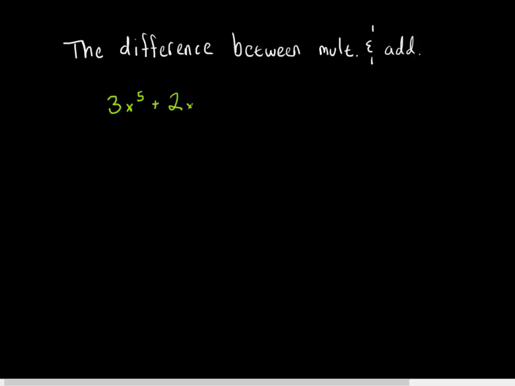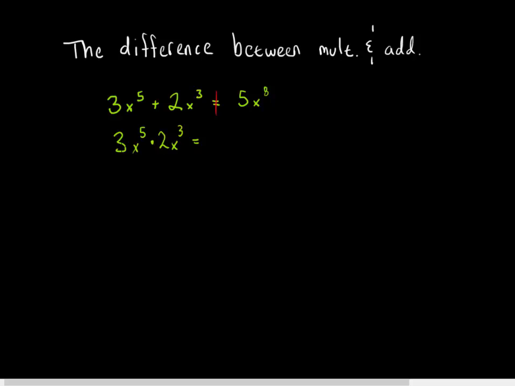rules between addition and multiplication. So when we were adding together different polynomials or monomials, I was very clear that an x to the fifth should not be combined with an x to the third. Under multiplication, however, the rules are different.